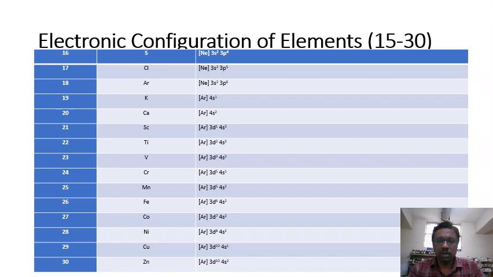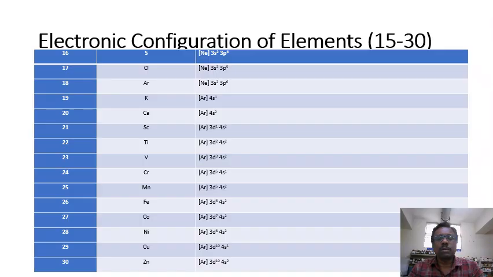Electronic configuration of elements from 15 to 30. Here, continuing from atomic number 16, sulfur is neon 3s2 3p4. Next, chlorine, neon 3s2 3p5. Argon is neon 3s2 3p6. Next, potassium: we can see that instead of neon it is argon, because the previous electronic configuration of argon is completely filled. Therefore, argon is a noble gas.